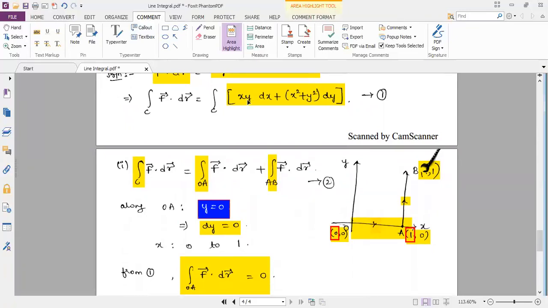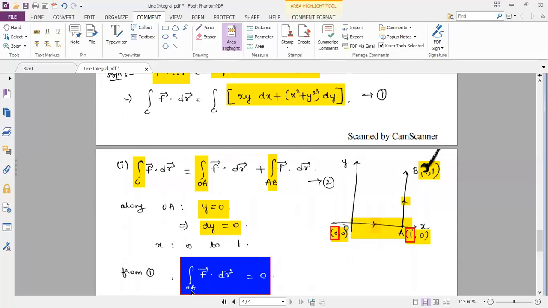So since y is 0, the first term of the integral of equation 1 is 0. Similarly, since dy is 0, the second term, which has x square plus y square into dy, will also be 0. So the entire integral over C is 0. Hence the answer for the integral of f dot dr over OA is 0.